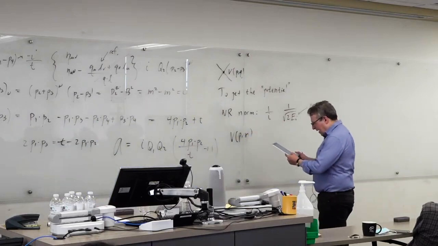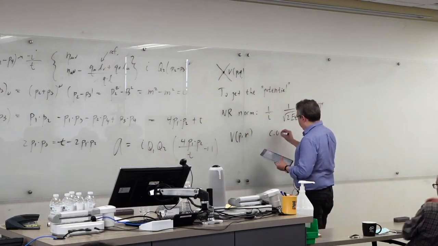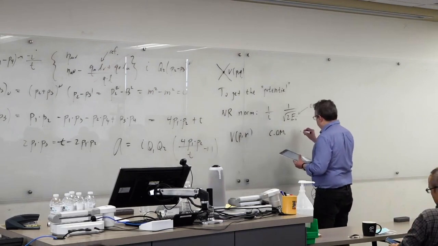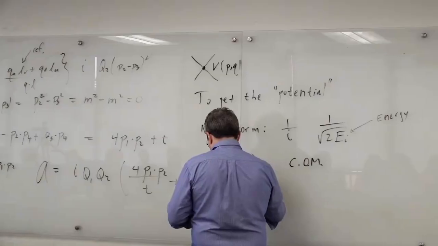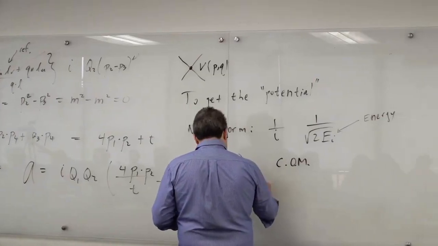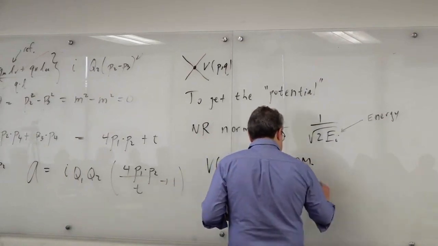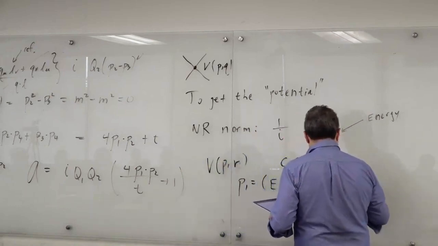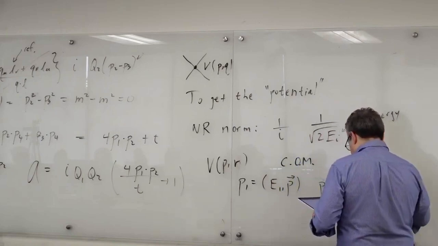Okay. So we want to go to the center of mass reference frame, because what else would you do? So we take P1 equal to (E1, P) and P2 equal to (E2, minus P). Okay?